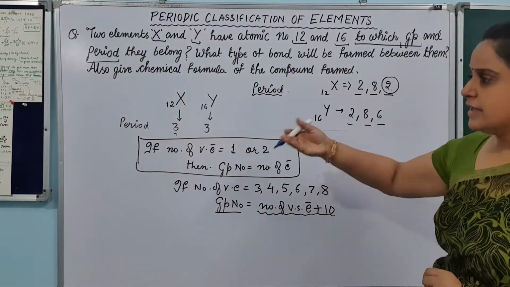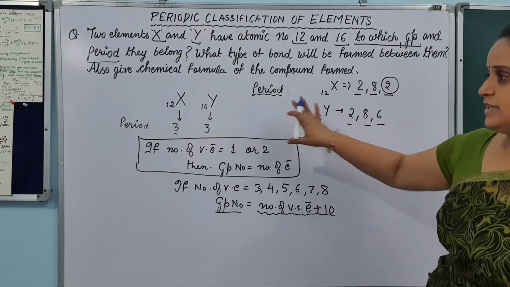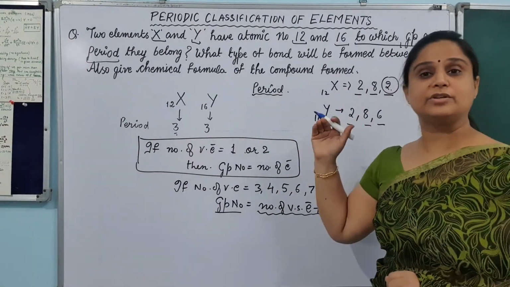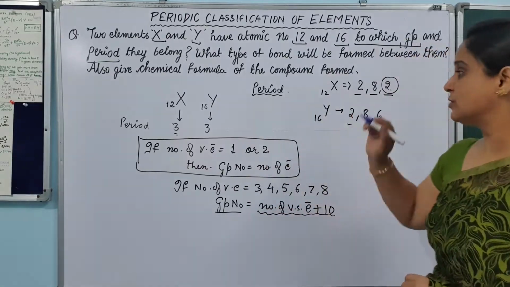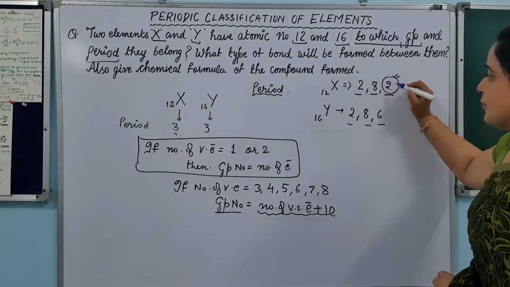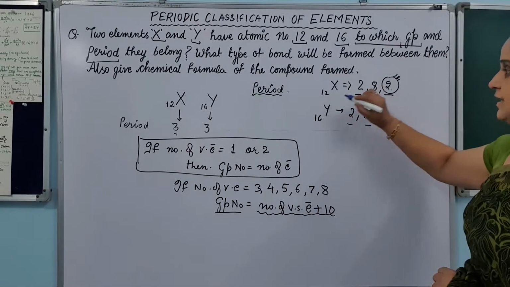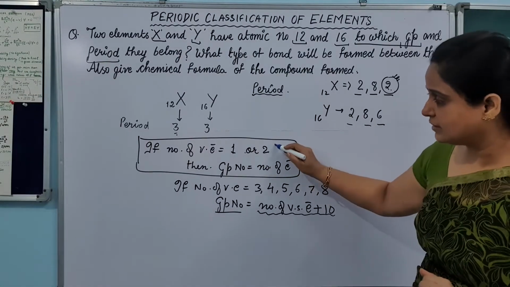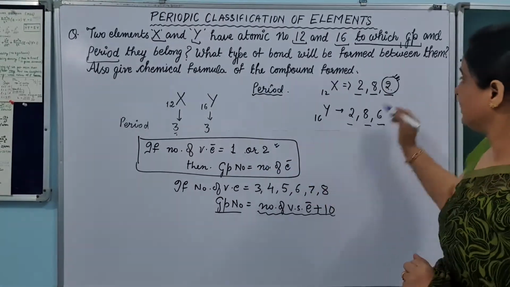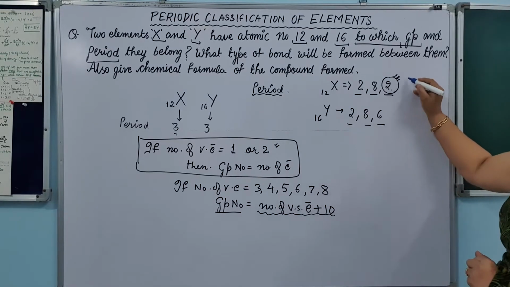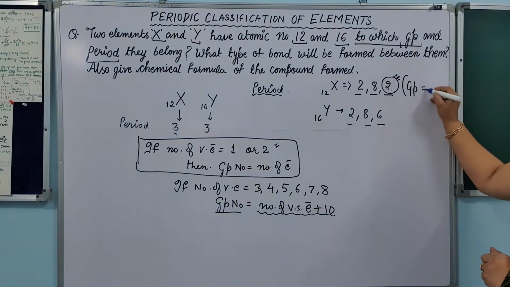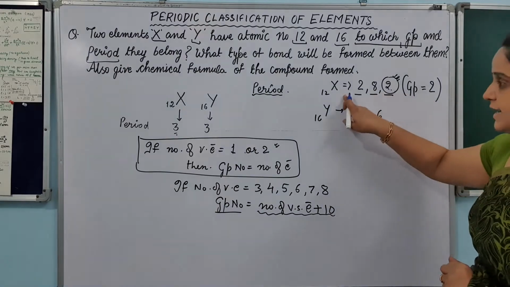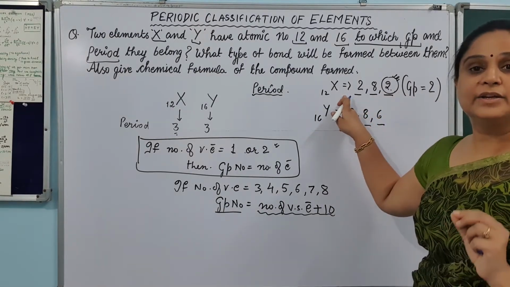So let's apply this particular formula on these two elements and find out to which group they belong. Correct? So here you can see how many electrons are there in the outermost shell. In case of X, it is 2. So which formula will I be applying? Group number will be 2. So in this case, group will be second. So this X belongs to second group.